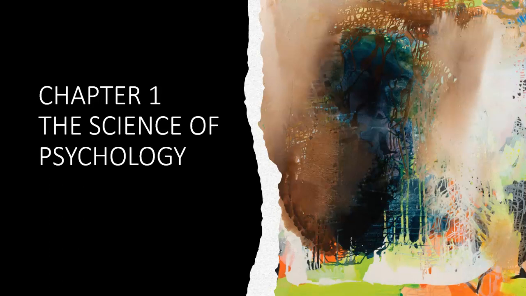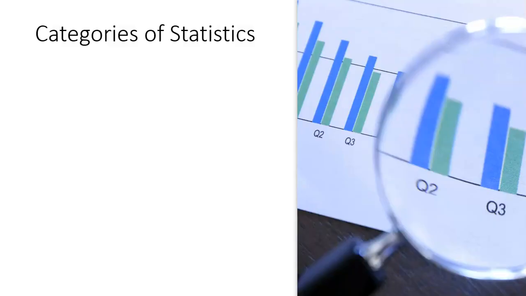This video will cover Part 3 of Chapter 1, The Science of Psychology for PSY 110S, the Psychological Sciences. In this section of the chapter, your authors cover the different broad categories of statistics that researchers use in order to interpret their findings.